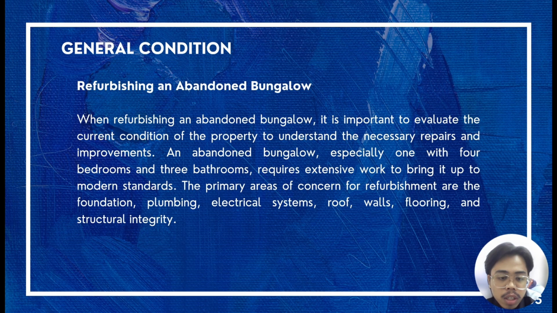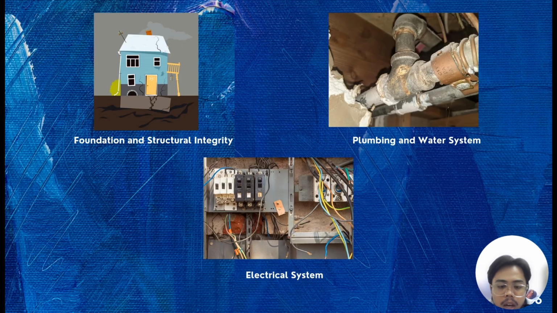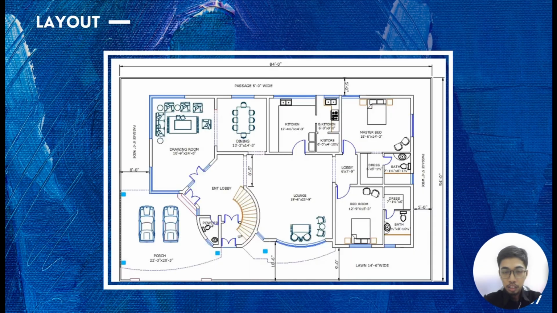For general condition, when refurbishing an abandoned bungalow, it is important to evaluate the current condition of the property to understand the necessary repairs and improvements. An abandoned bungalow, especially one with 4 bedrooms and 3 bathrooms, requires intensive work to bring it up to modern standard. Before we begin the process of refurbishing and repairing, we must address some key preliminary conditions. This includes, first and foremost, the foundation and structural integrity, followed by the plumbing and water system, and finally the electrical system. Thank you, Al-Hadi.